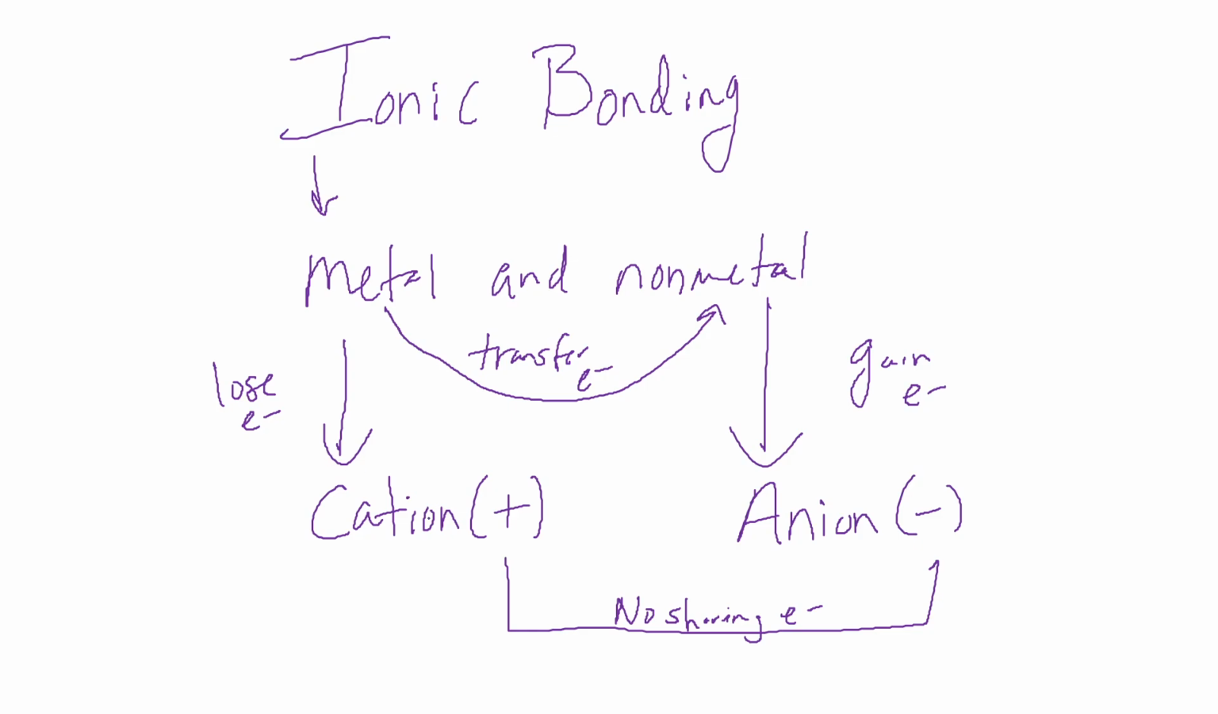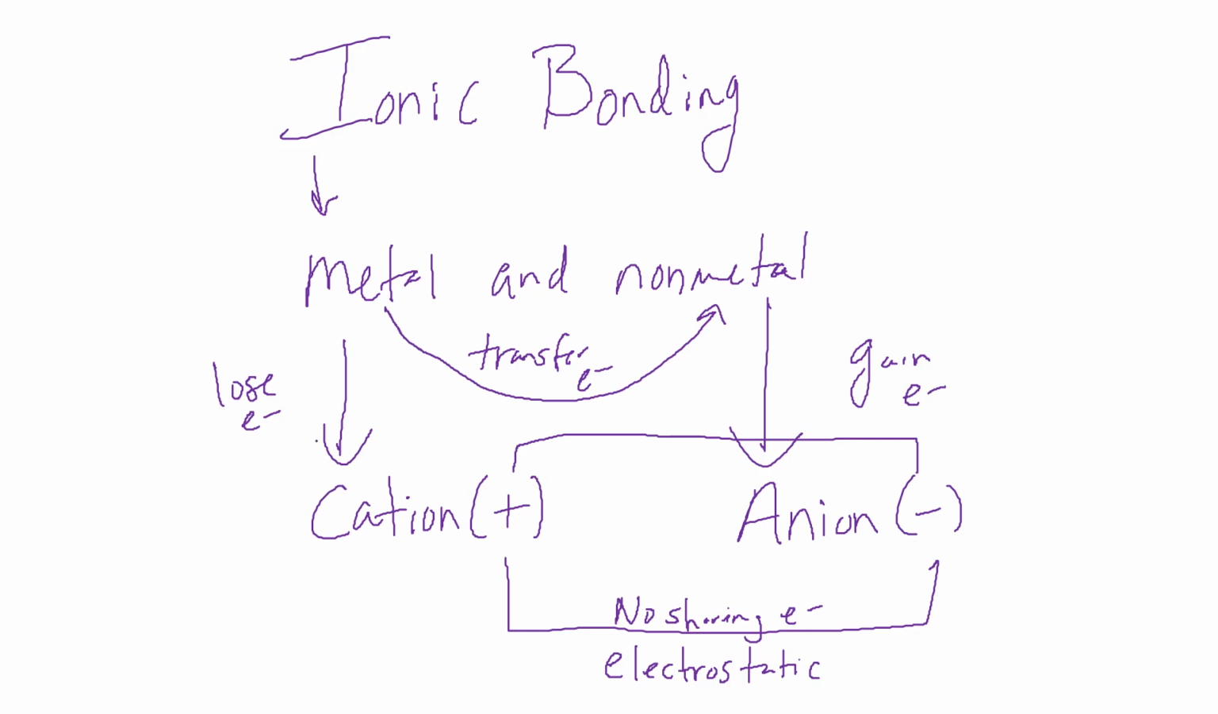What actually holds an ionic bond together is what's known as electrostatic attraction. It's a fancy way of saying opposites attract. Remember, in chemistry, oppositely charged things are attracted to each other. Things with the same charge do not want to be near each other. So it is that attraction of the positive charge to the negative charge that's holding that bond together. And that's what an ionic bond is.